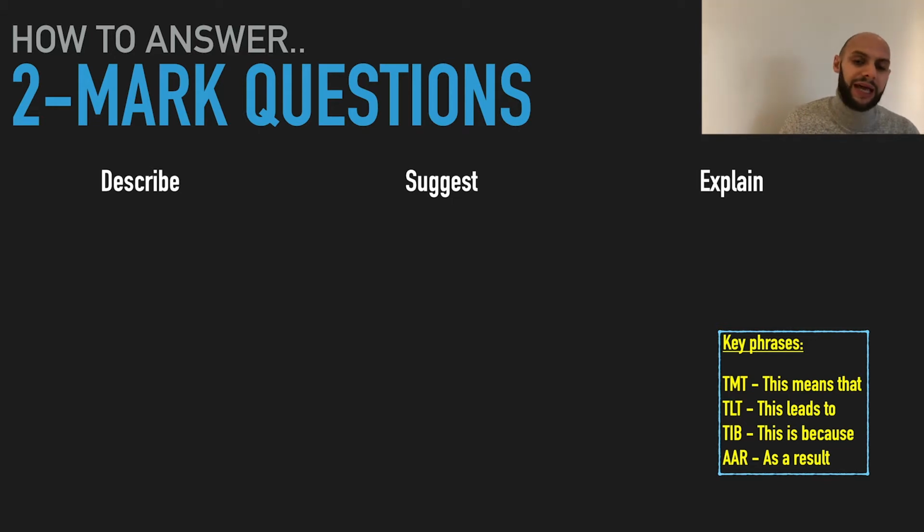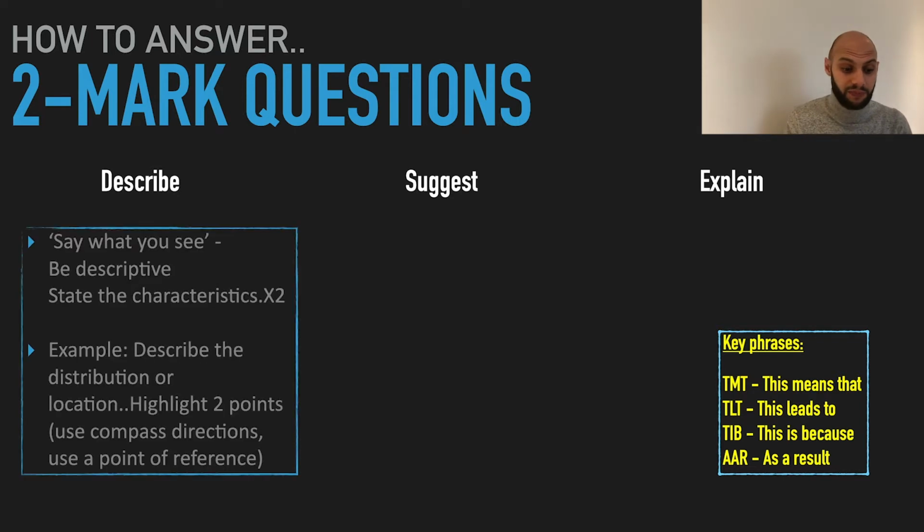So let me explain. If it's a describe question, you are to describe, say what you see. Be descriptive. State 2 characteristics as it's worth 2 marks. So for example, describe the distribution of something or describe the location of something. You would need to highlight 2 points there. So you could use your compass direction: in the northeast, it is more densely populated, for example. Or use a point of reference: to the west of, it is more vulnerable, for example.